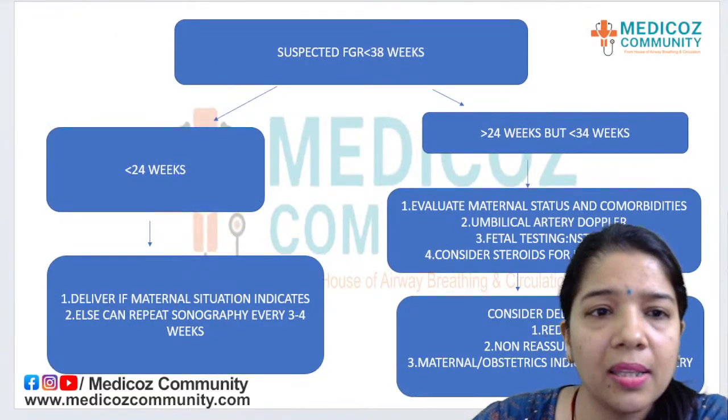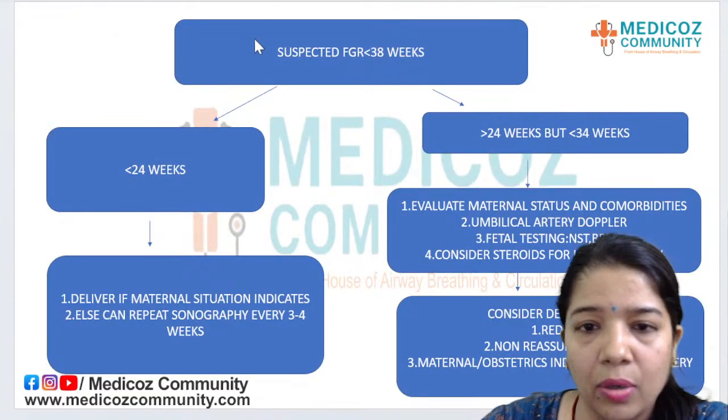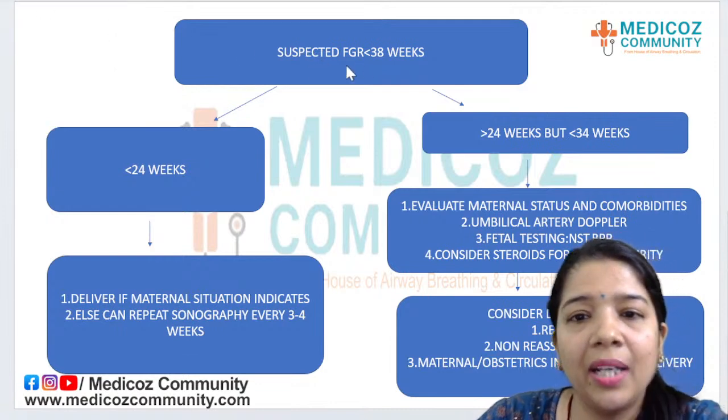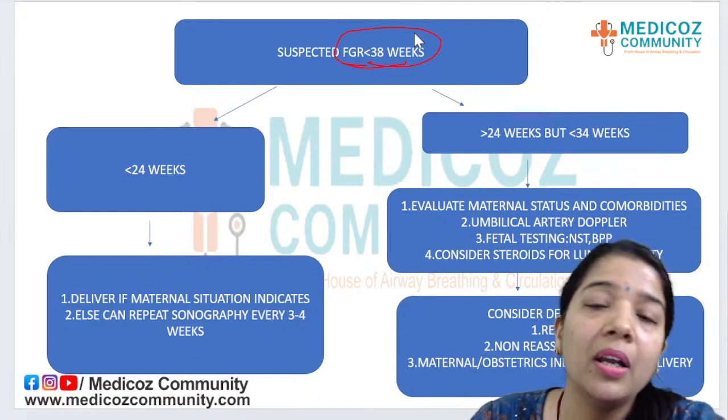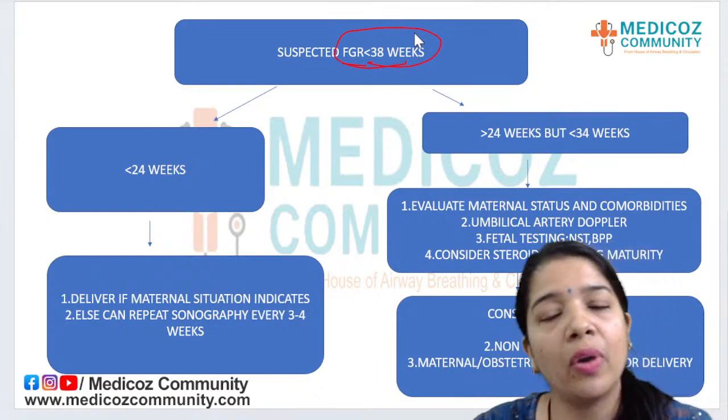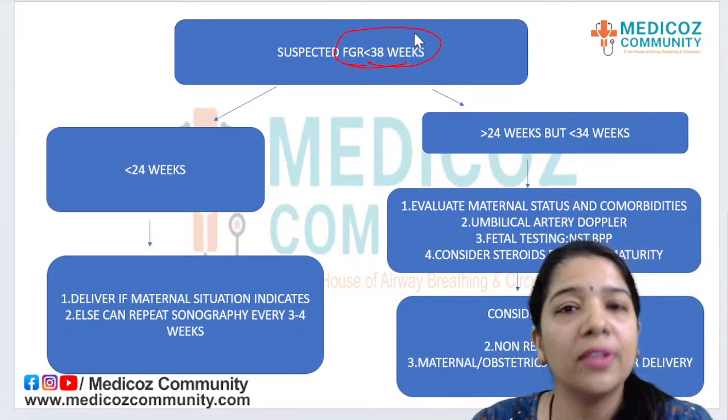So let's discuss how you manage a case of IUGR. Suspected IUGR is of less than 38 weeks. In IUGR, two important things are there. First of all, what is the period of gestation, and what is the Doppler flow.